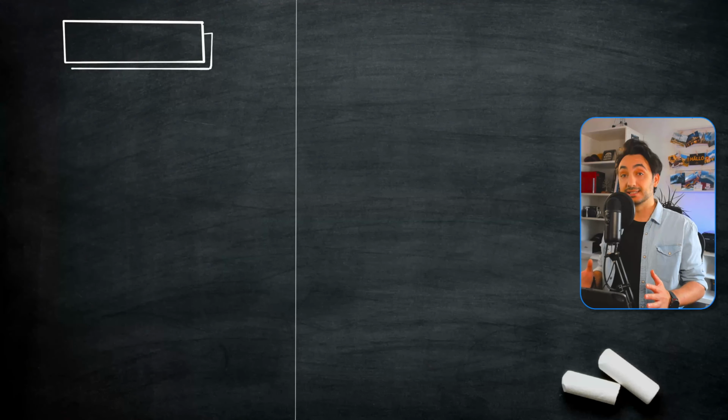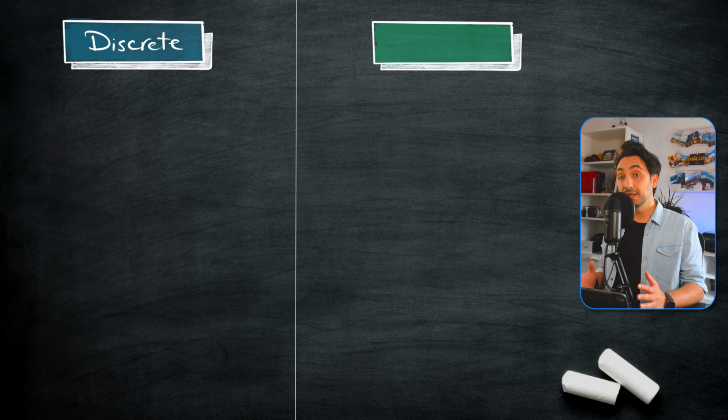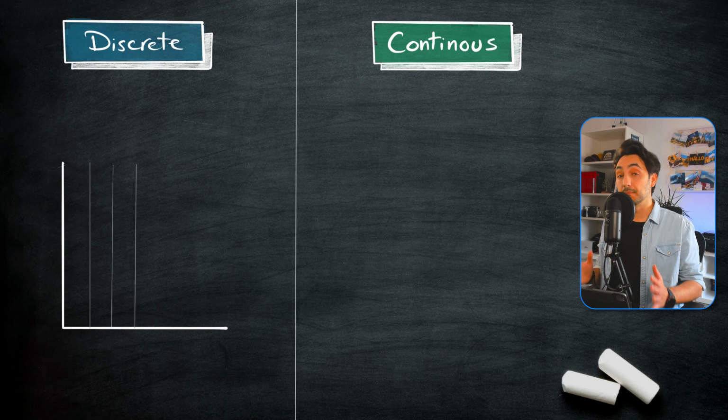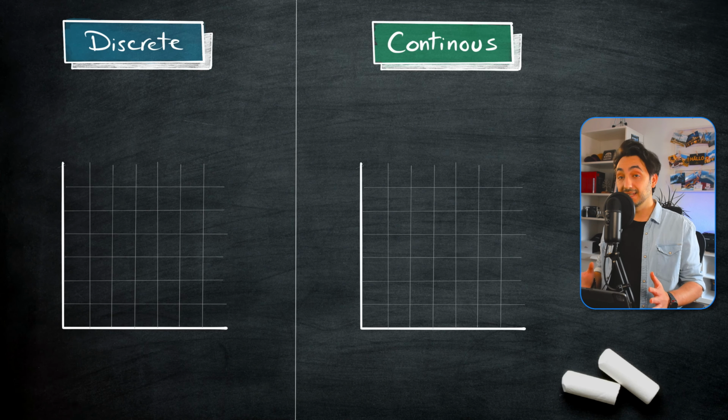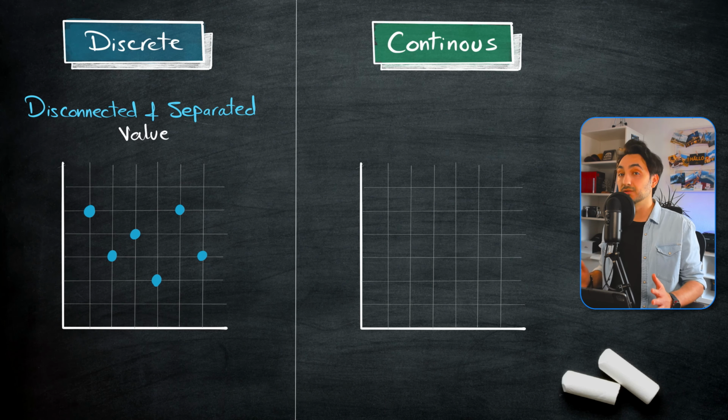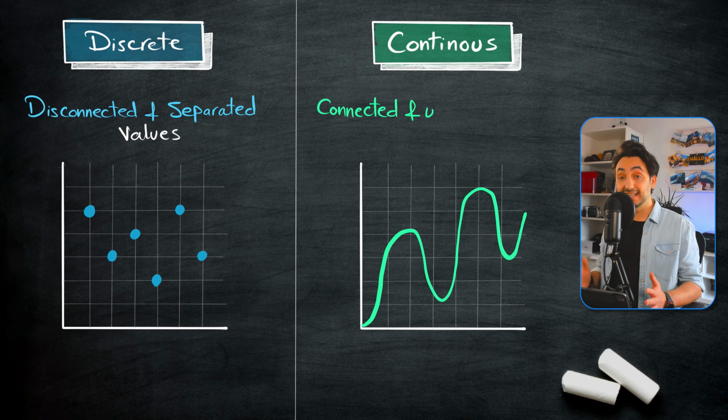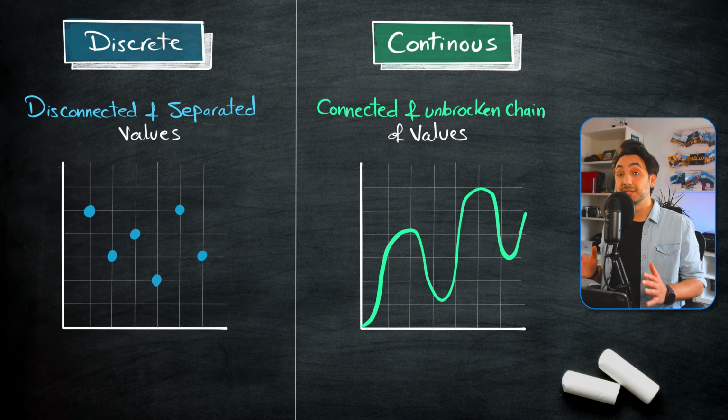So now, in order to understand the concept behind them, we're gonna compare both discrete and continuous. And first we're gonna start with the definition. This concept comes from math, and they say discrete values are always separated, disconnected, distinct values. And continuous values are exactly the opposite. It's like connected values, a series or unbroken chain of data without any interruptions.